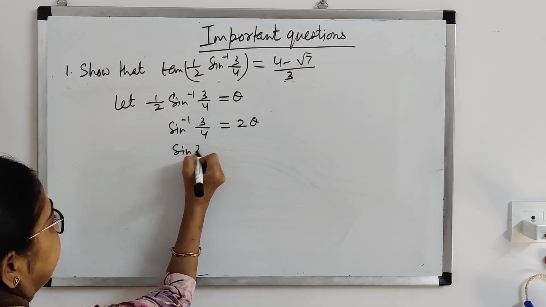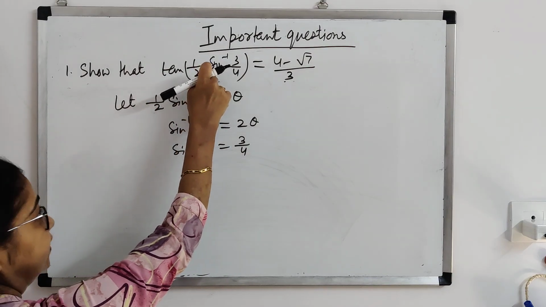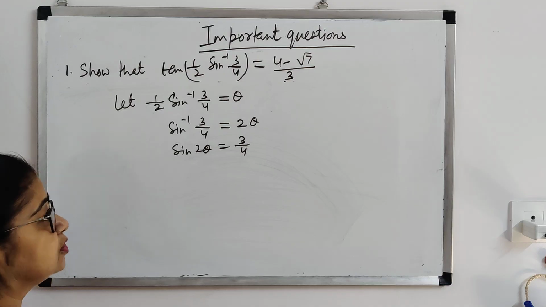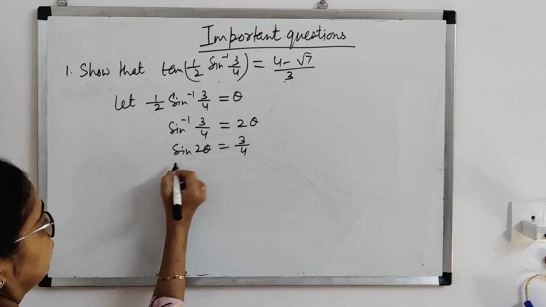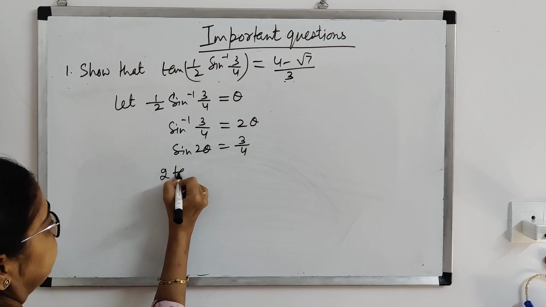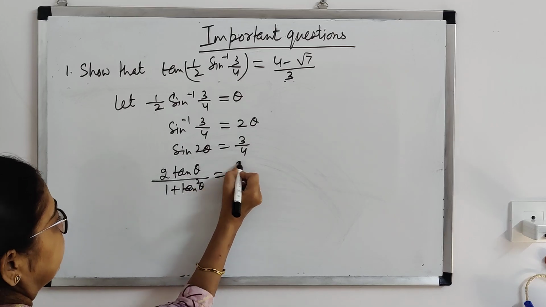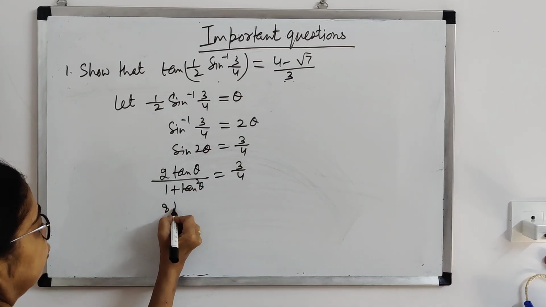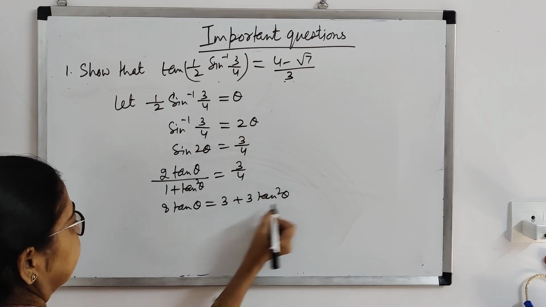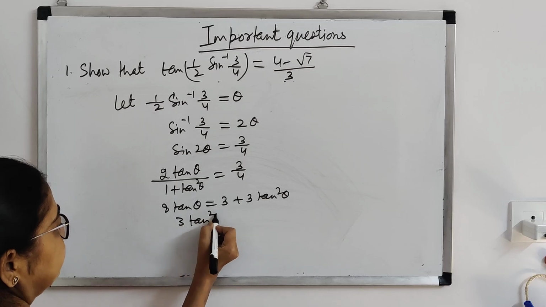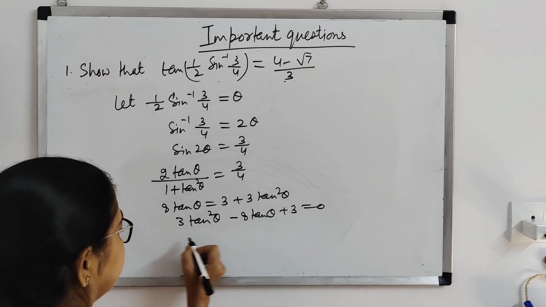So sine 2 theta is equal to 3 by 4. And if I substitute this value of theta here, this will become tan theta. So actually I should get the value of tan theta. What is the formula of sine 2 theta? That is 2 tan theta upon 1 plus tan square theta is equal to 3 by 4. We do the cross multiplication: 3 plus 3 tan square theta, which will give me 3 tan square theta minus 8 tan theta plus 3 is equal to 0.